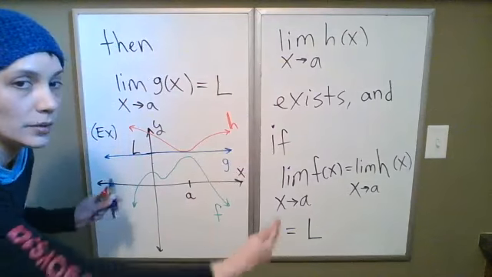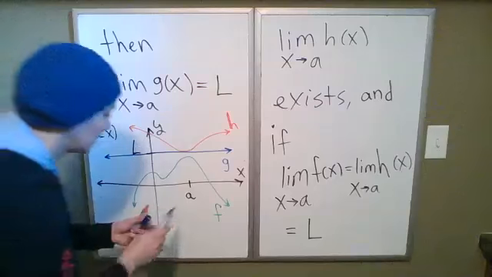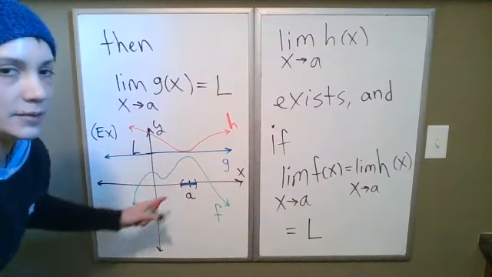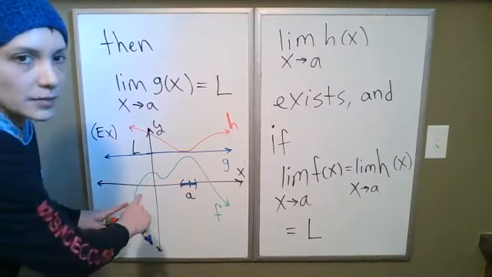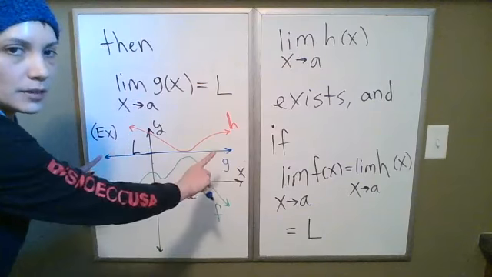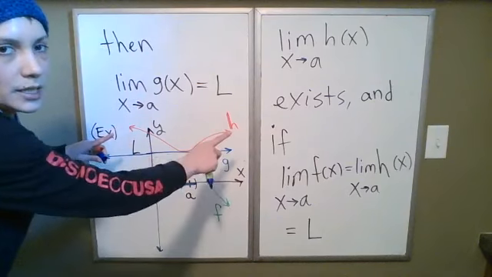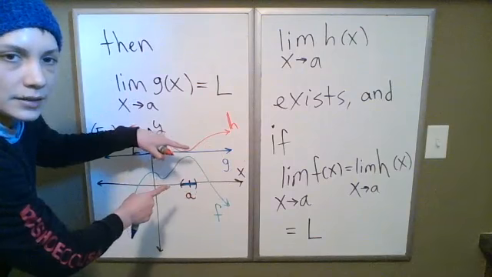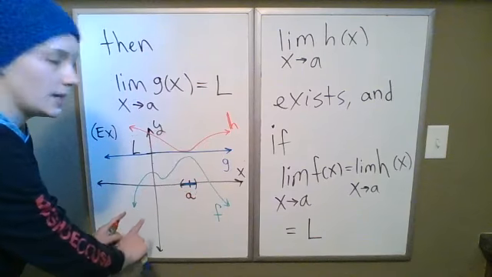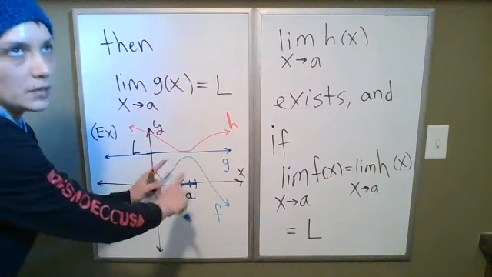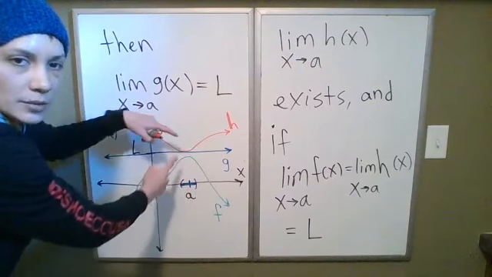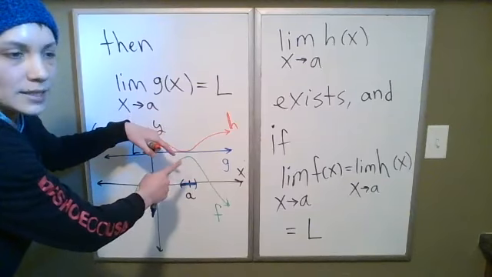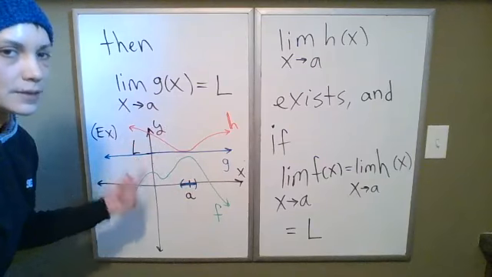Okay, x is getting closer and closer to a, on the left and on the right. Your function values for f are less than or equal to the ones for g, which are less than or equal to the ones for h. And the limit for h as x goes to a is L, and the limit of f as x goes to a is also L, which means you've squeezed the limit as x goes to a for g of x to also be equal to L, the squeeze theorem.